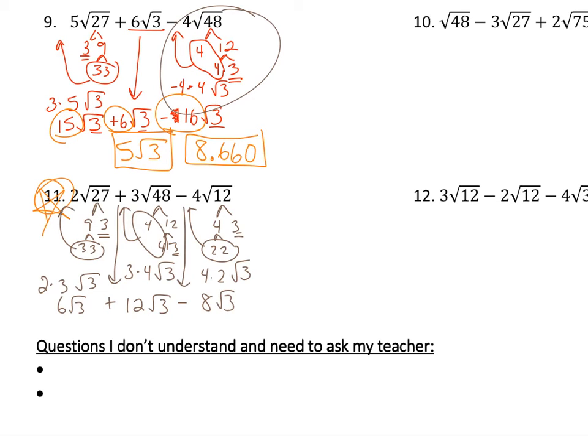Now remember, we're looking for the radicands to be the same, so I can combine all the numbers together in front. So 6 plus 12 is 18, minus 8 gives us a 10. So we'd have 10 square root 3 as your exact answer. Your decimal answer, when you type that into the calculator, should be 17.321.